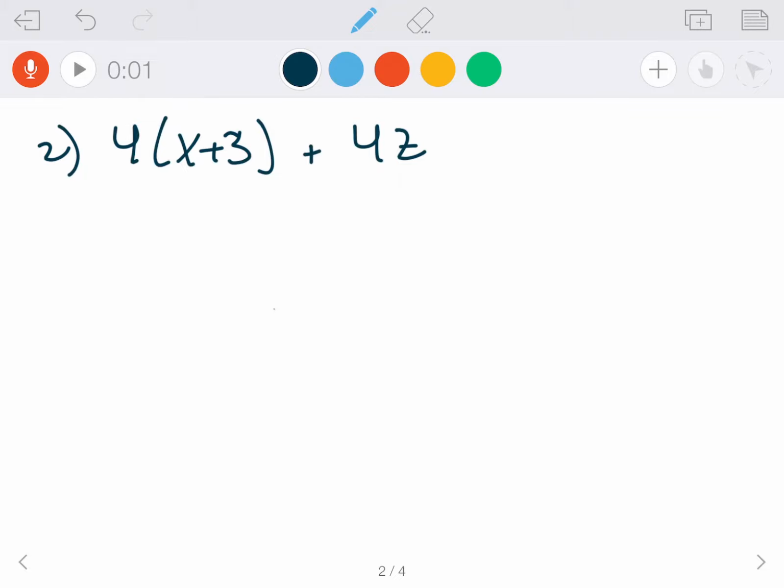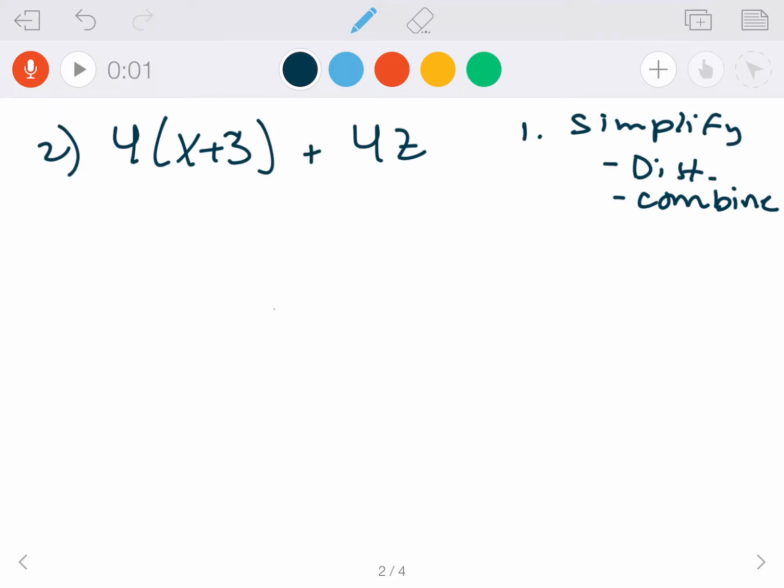So first, when we simplify, there's 2 steps. Remember, under the simplify step, we have distribute and combine.